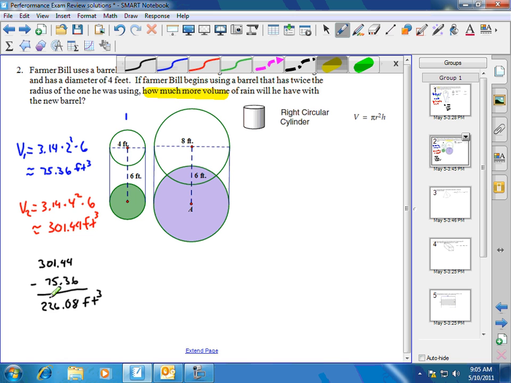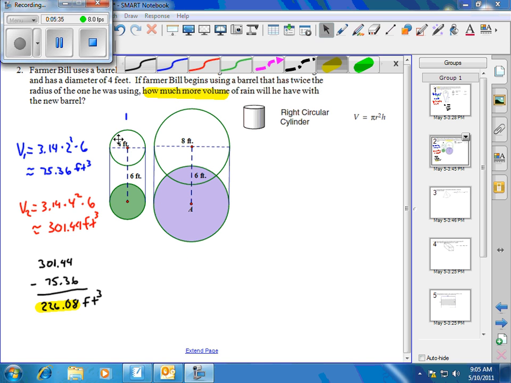Just looking for my highlighter here. That's how much more. All right, now notice this, 75.36 times 4 is equal to 301.44. So if you recognize that if I double the radius, the volume is going to increase 4 times, then to save yourself time, you can just get volume 1 and then multiply that times 4 to get volume 2 of the larger cylinder. And I apologize for the silence there for a little bit. I thought I had paused it to check my error. Okay, so that's number 2.